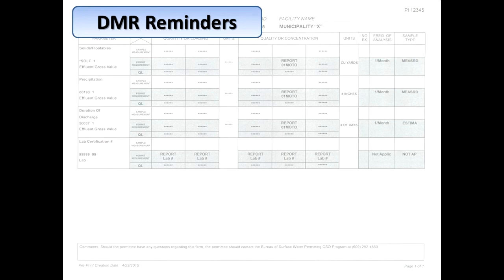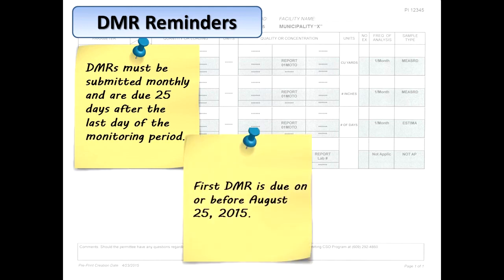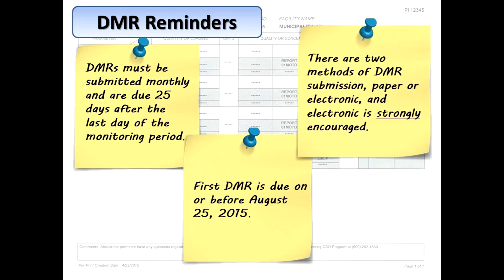This concludes Part 2 of NJDP's training video series on Combined Sewer Overflow Monitoring Report forms. Please remember that DMRs must be submitted monthly and are due 25 days after the last day of the monitoring period. Based on the effective date of the final permits, the first DMR is due on or before August 25th, 2015. And lastly, there are 2 methods of DMR submission, paper or electronic, and the department strongly encourages electronic submission of the DMRs.